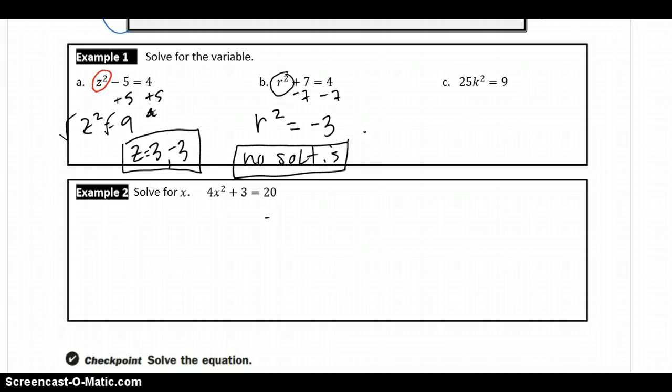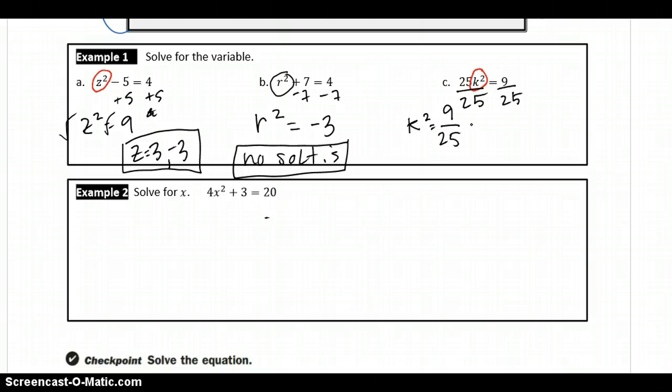Last one. 25 times k squared equals 9. What am I trying to get by itself here? What am I trying to isolate? The k squared first, and then I'll square root to solve for k. So if I have 25 times k squared, how do I get k squared by itself? Divide both sides by 25. So I will have k squared equals 9 divided by 25.